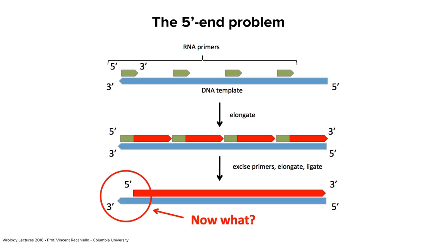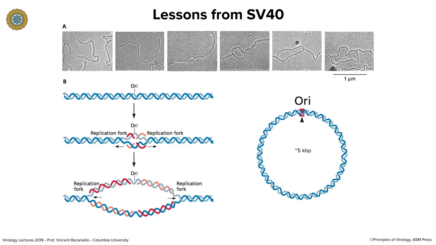We have solved it in our genomes by having telomeres on our chromosomes, which are highly repeated sequences added by enzymes so that they don't get shorter. And as you get older, your telomeres get shorter and shorter because your telomerase doesn't work so well. That's one of the things that happens when you get older. Viruses do not have telomeres or telomerases, so they have other ways to solve this problem. And that's one of the things I want to show you today, how viruses get around the 5' end problem.